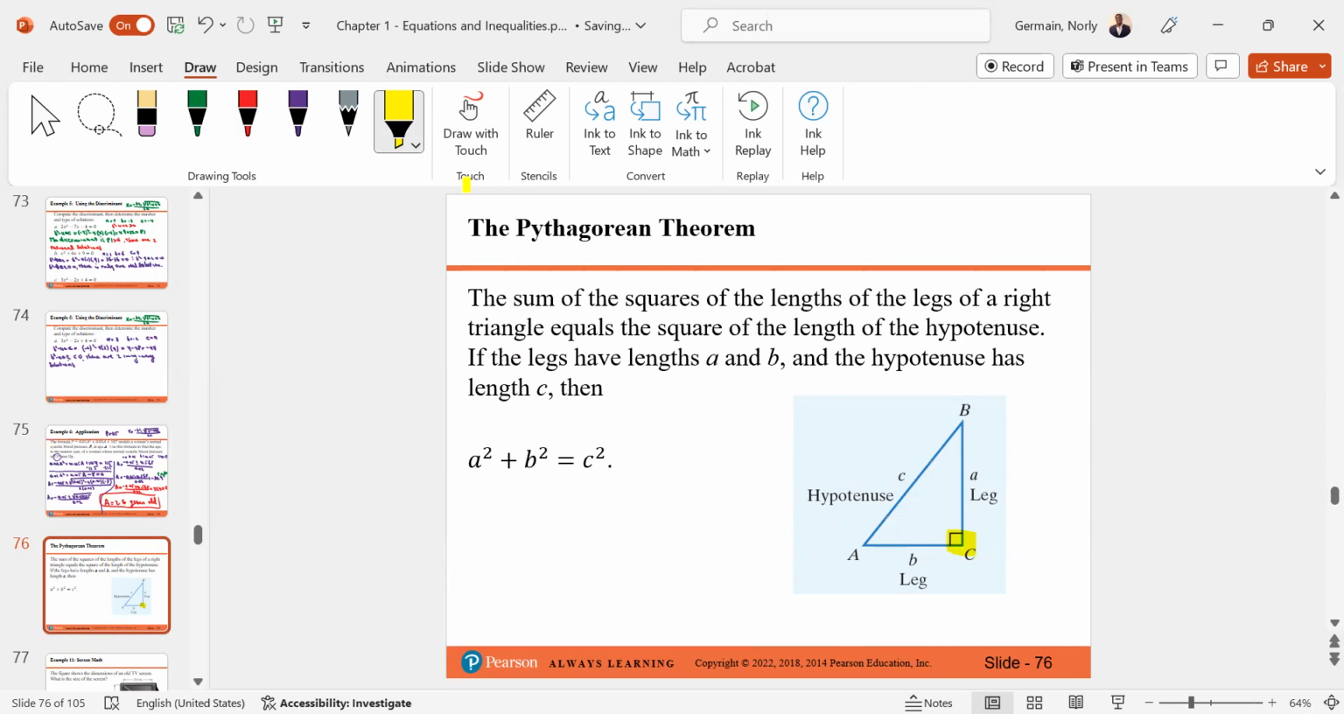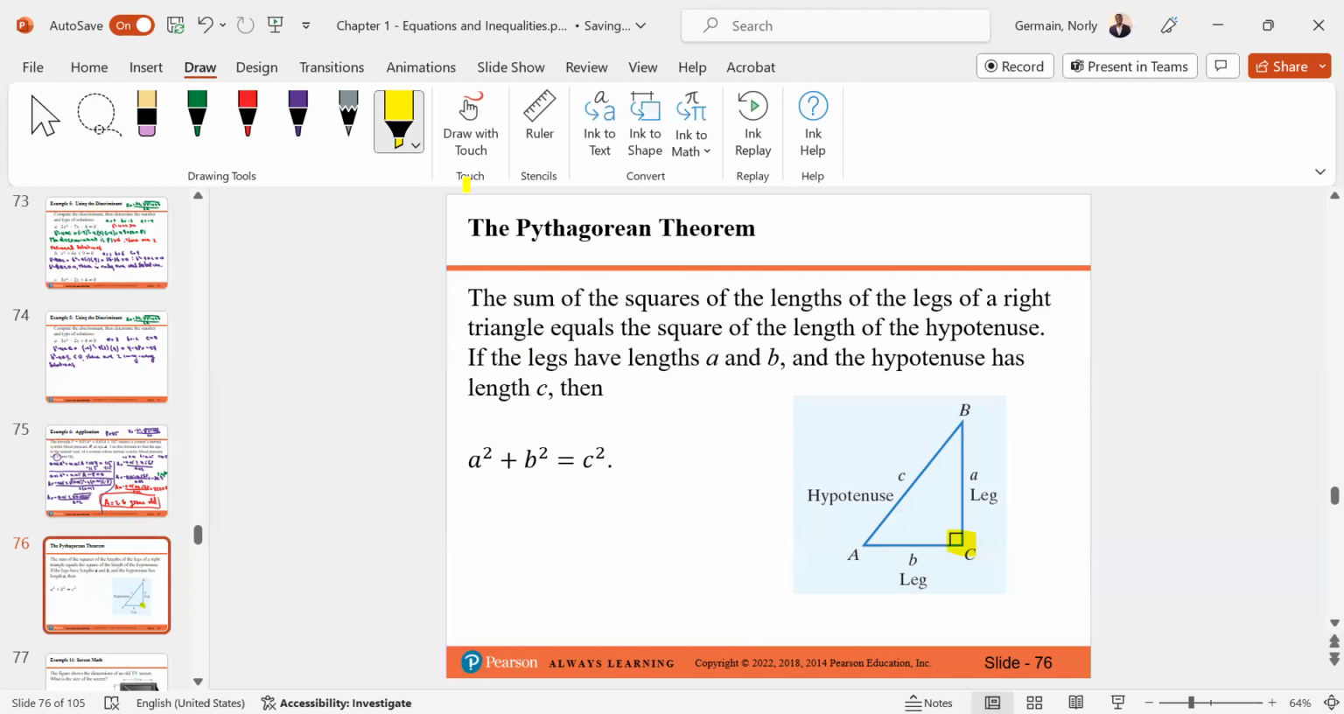So Pythagoras found that if he constructs squares on each of the legs, as well as a larger square on the hypotenuse, the sum of the areas of the smaller squares is equal to the area of the larger square. That relationship is usually stated in terms of the lengths of the three sides of a right triangle. We call that the Pythagorean theorem. So the sum of the squares of the lengths of the legs of a right triangle equals the square of the length of the hypotenuse.